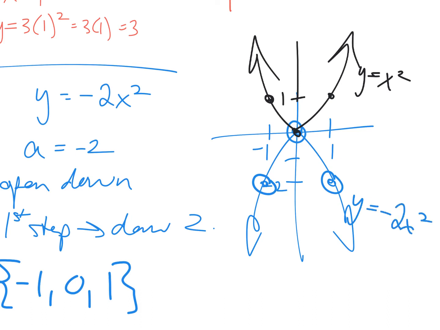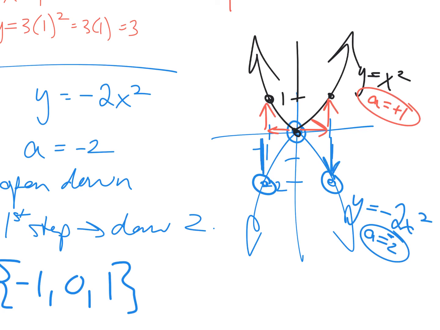And you can see the parent had gone left 1, up 1, right 1, up 1, because the first step is +1 for the parent. But for this one, in blue, a is -2. So we're going down 2 units. So not only was it reflected because a is negative, but it's also stretched because a is greater than 1.